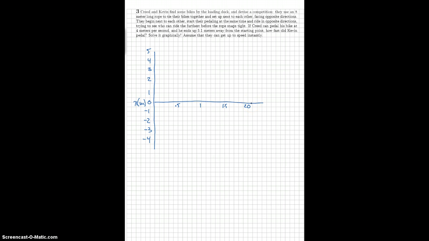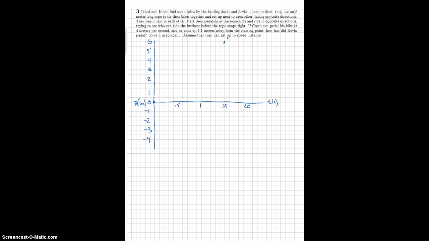Alright. This is time in seconds. Okay. So I'll do Creed first since I know so much about him. I'll make the choice that they start at the origin. It doesn't really matter where you start him. So if Creed starts here and he goes 4 meters per second, after 2 seconds he would be at 8 meters. That's a little far away from my graph. Let's do 1.5 seconds. He would be at 6 meters, which would be there.